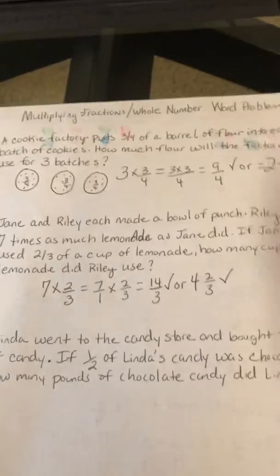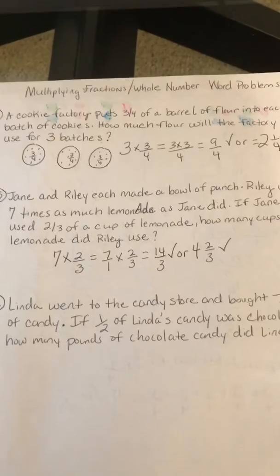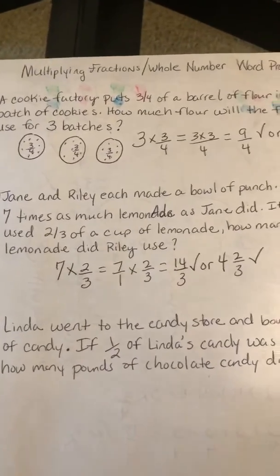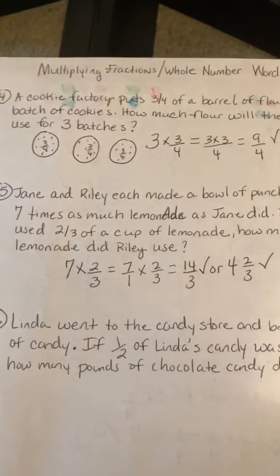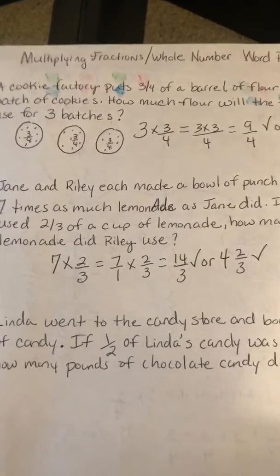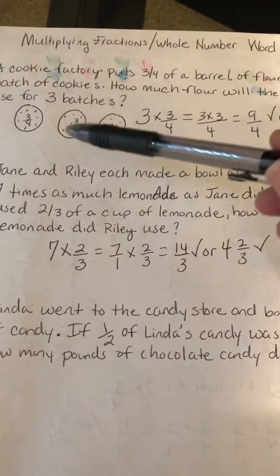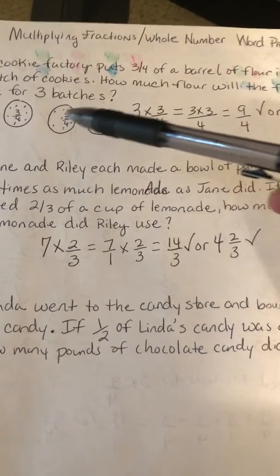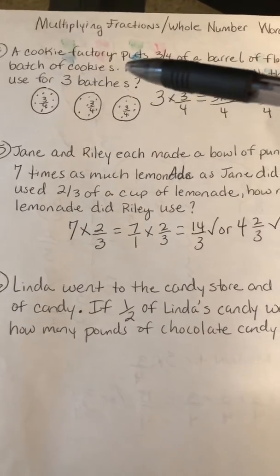And we're going to, using the same, our title is still the same. We're multiplying fractions by a whole number, but we're looking at it through word problems. So number 4 says a cookie factory puts 3/4 of a barrel of flour into each batch of cookies. How much flour will the factory use for 3 batches? I did my best here to give you guys a visual. Okay, I have 3 circles that represents the 3 batches. And inside each batch is 3/4 of flour. My question says, how much flour will the factory use for 3 batches?